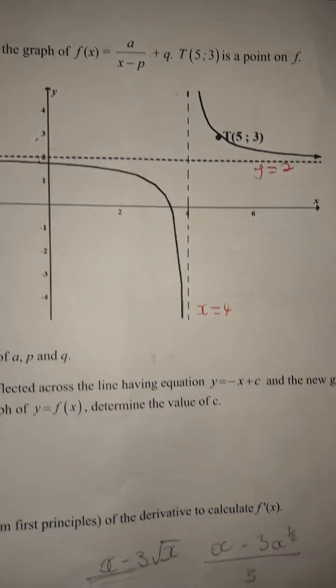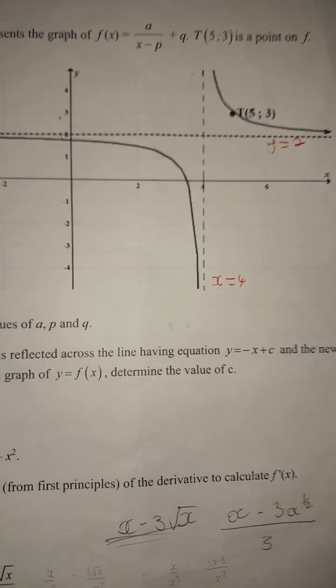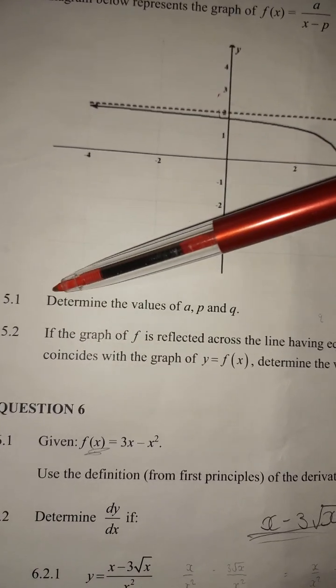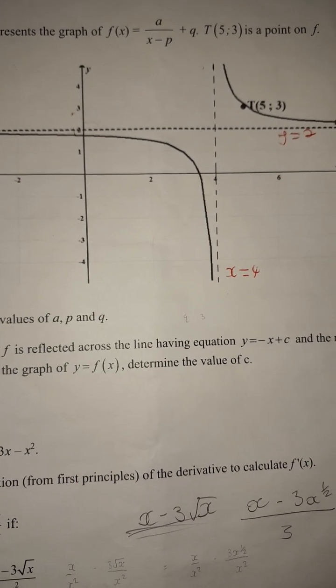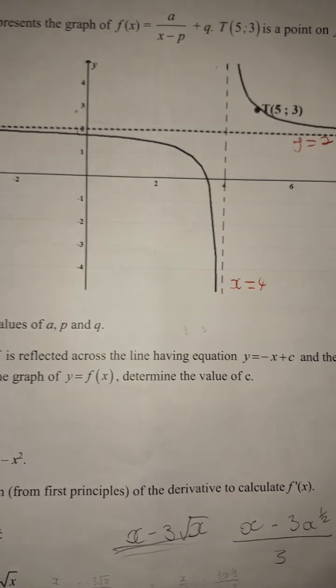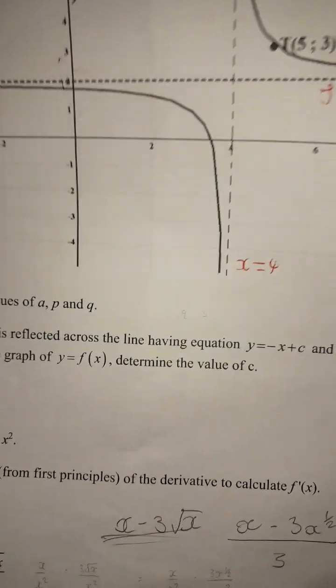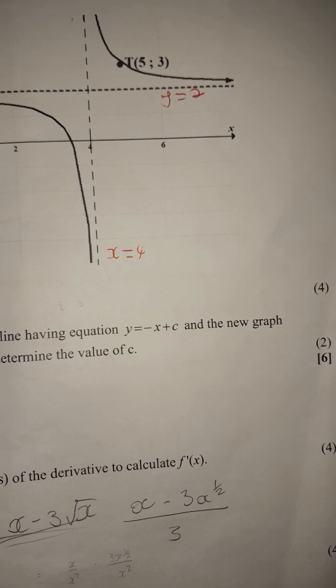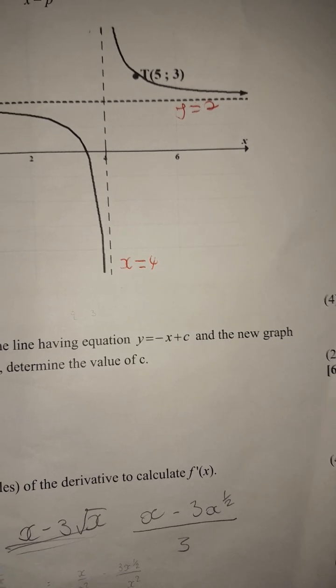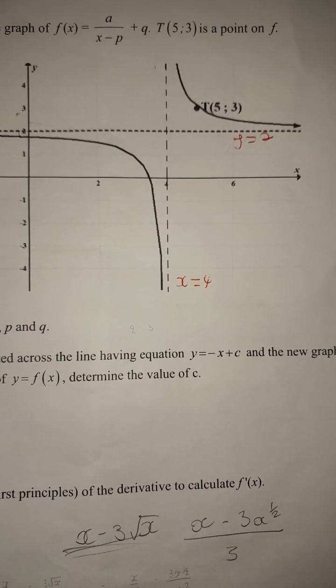Okay, so all right. What is interesting, guys, is that we are required to determine the values of a, p, and q. Remember that p and q represent your asymptotes. a will determine how your shape will be, in this case. So how many marks is it given there? It's 4 marks, right? Let's put this into practice. We are still at question 5, so we'll start with 5.1.